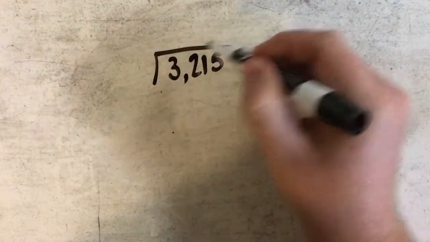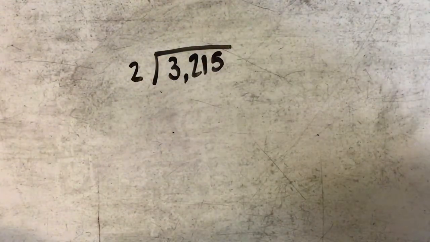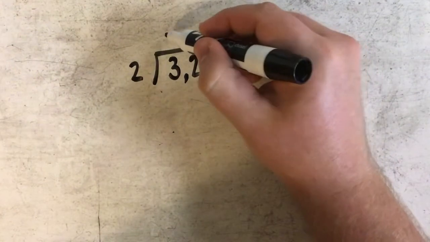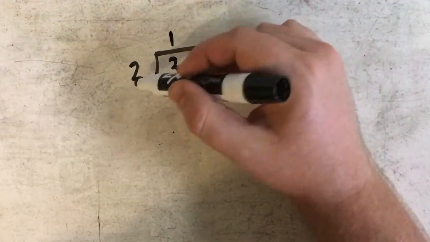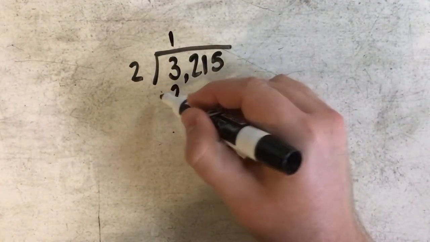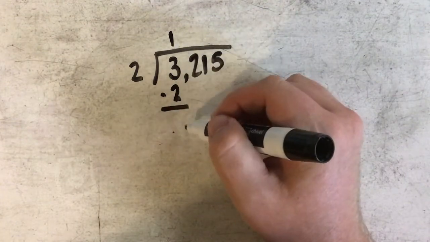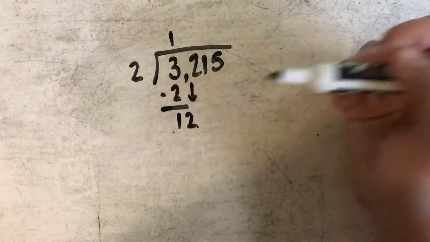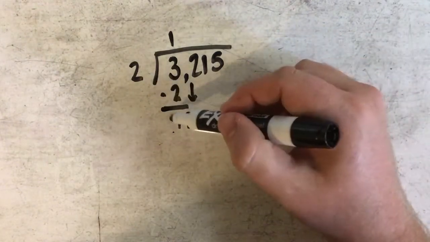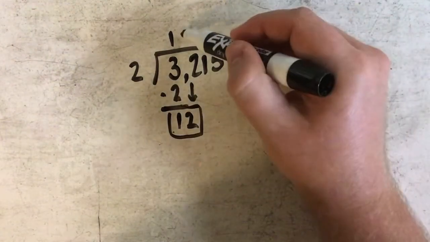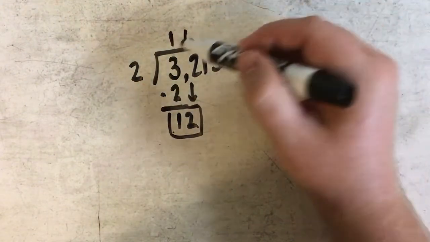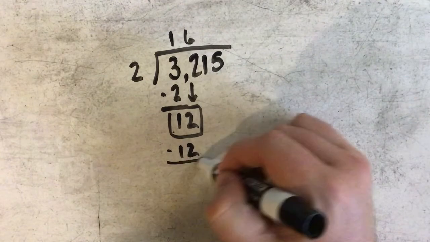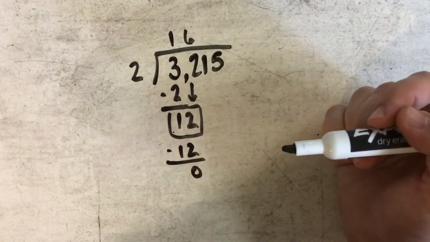3,215 divided by 2. Again, I'm going to start with just my first digit. 2 divides 3 one time. 1 times 2 is 2. When I subtract 3 minus 2, I'm left with 1. I'm going to bring my 2 down next. 2 goes into 12 6 times. 6 times 2 is 12. When I subtract, there's nothing left over.